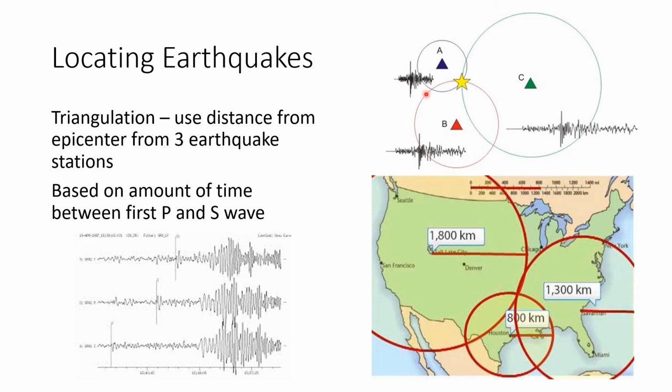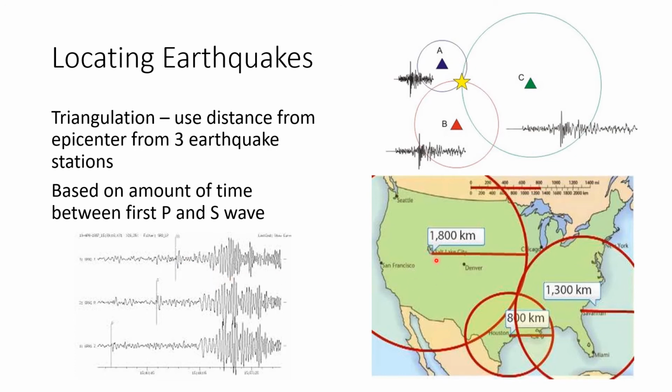So here's an example. P and S waves are really close together from station A. That means the distance is small. For station B, it was a little bit longer, so the circle is a little bit bigger. Station C, it was even longer yet, so the circle is even bigger. So what they do is they have a standard chart that says if the distance between the P and the S wave was this far apart, that means this is how far away the epicenter was.